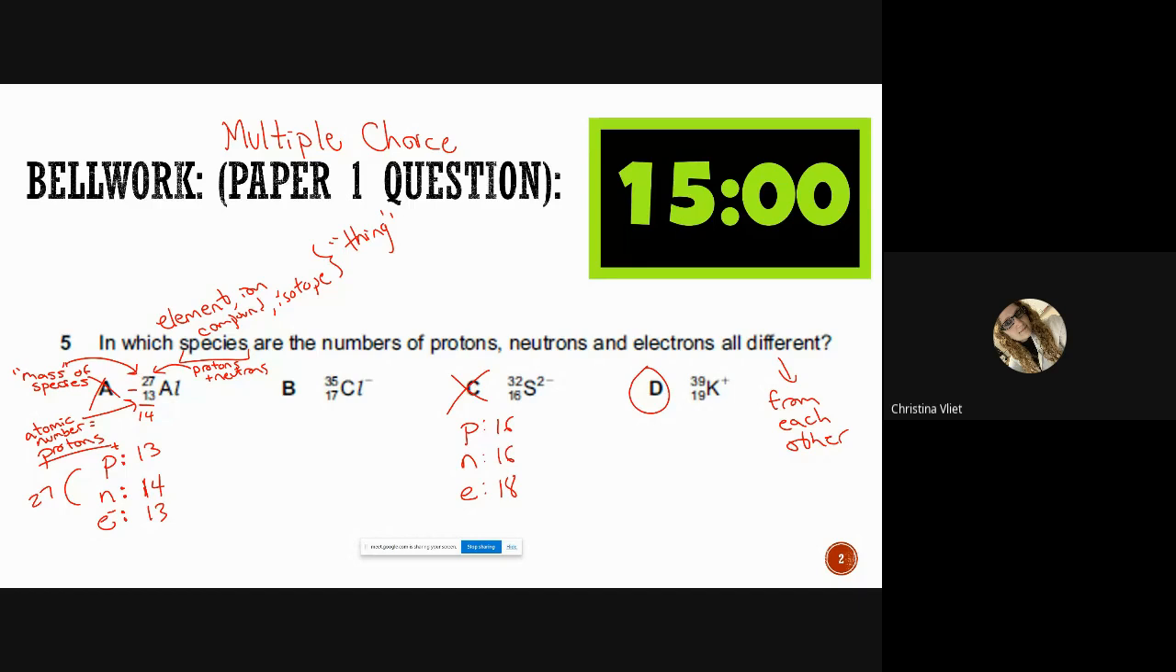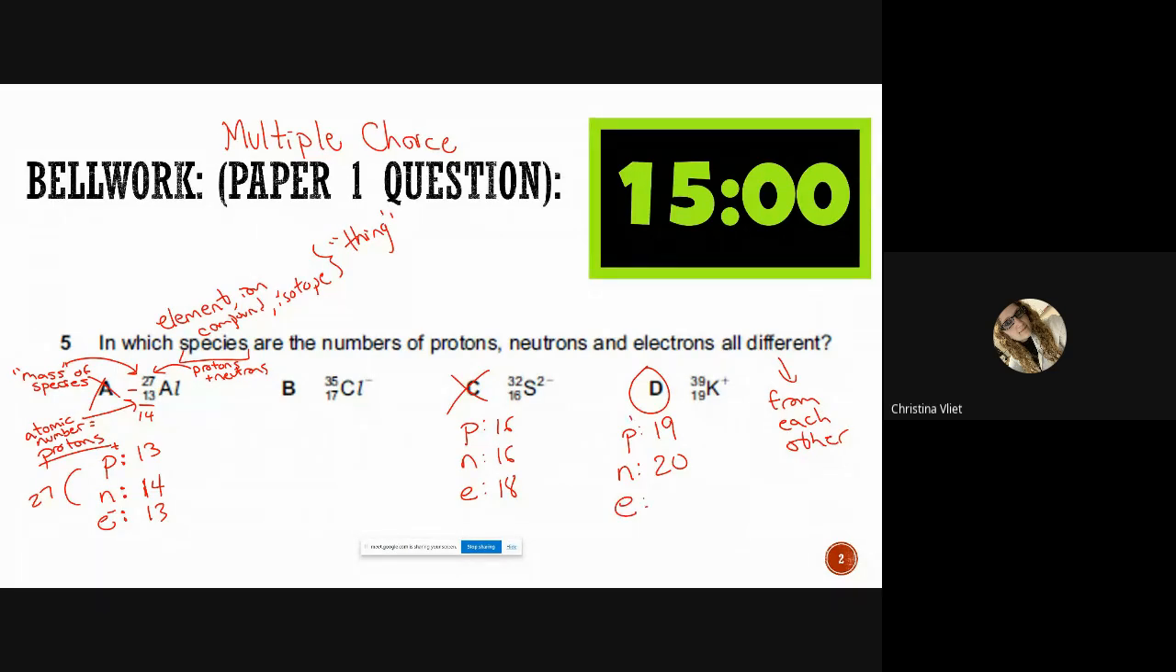I've already answered that it's D. Let's justify it. So how many protons are there in D? 19. How many neutrons? 39 minus 19, which is 20. So those two are different from each other. So far, so good. Finally, electrons.